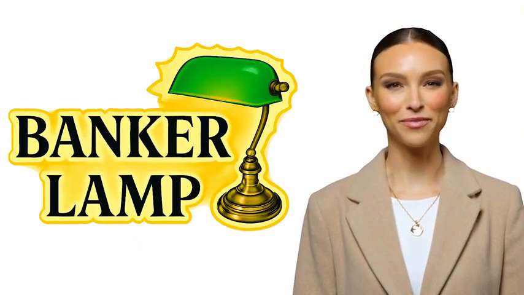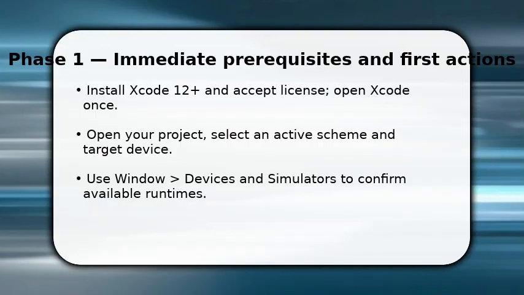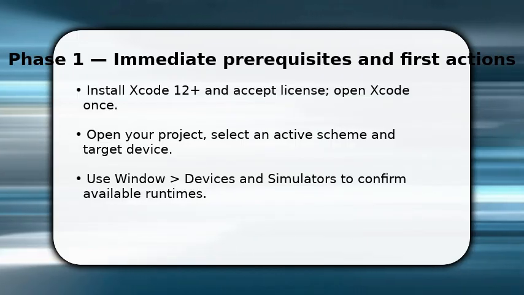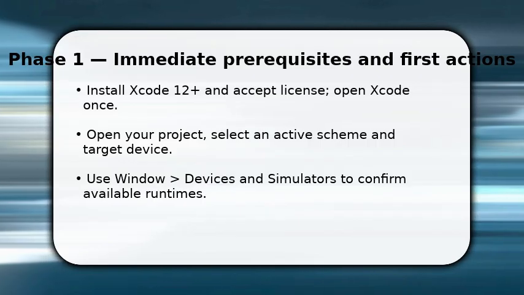Please enjoy the video. You start by confirming prerequisites, Xcode installed and a project open. Once done, choose the app scheme at the toolbar's top left and pick a device family. Then, open Window, Devices and Simulators to verify the iOS runtime versions. Make sure a desired simulator is available. You do this because the simulator must match the build target.